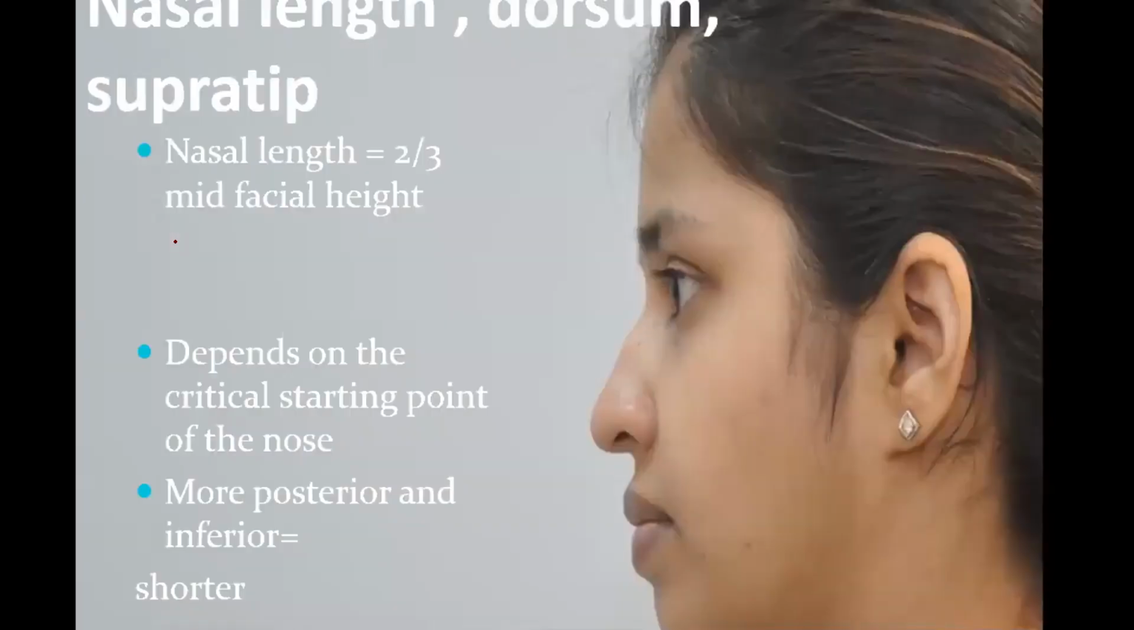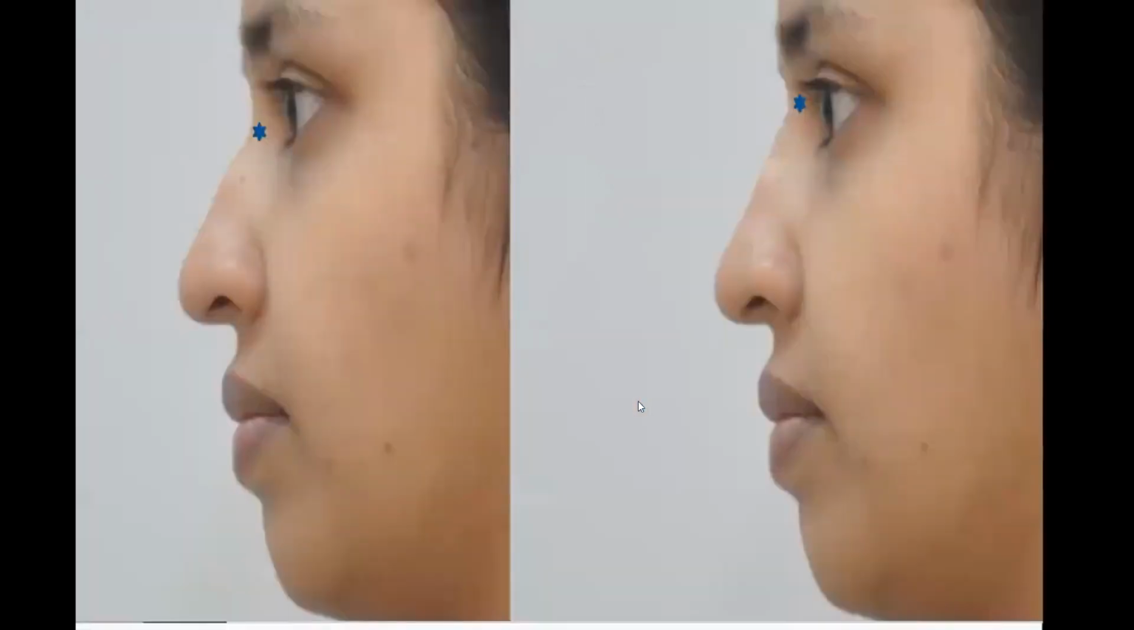Now nasal length and the dorsum are a very fine ratio. The nasal length should be 2/3 of the midfacial height. So if this is the midfacial height, it should be 2/3 of it. So that's the usual ratio. And I also did mention the thirds already to you. And it also depends upon the critical starting point. Now, this was the radix point. This is just a morphed image to show you how from the lower point we can put a radix graft and make it look longer and much more well defined.